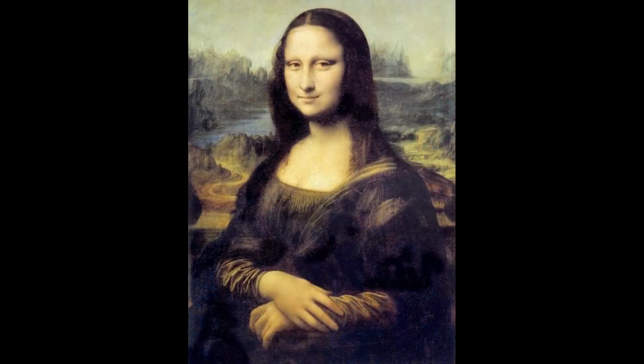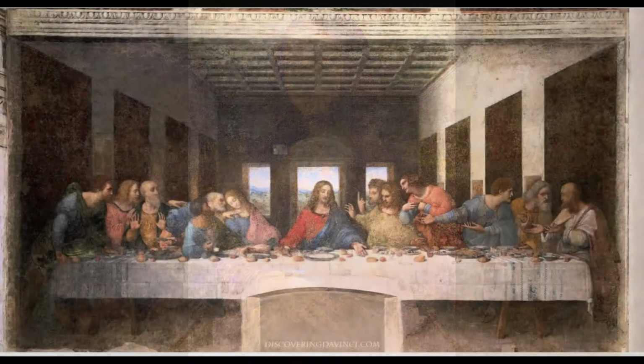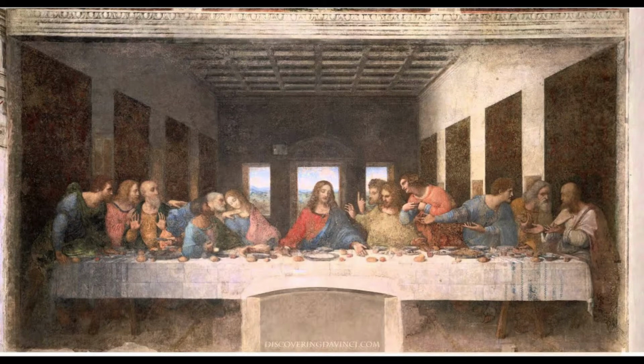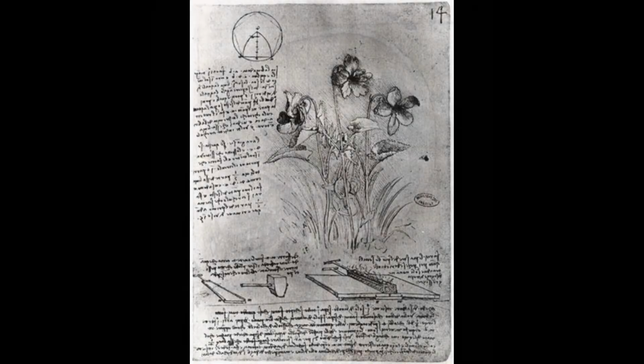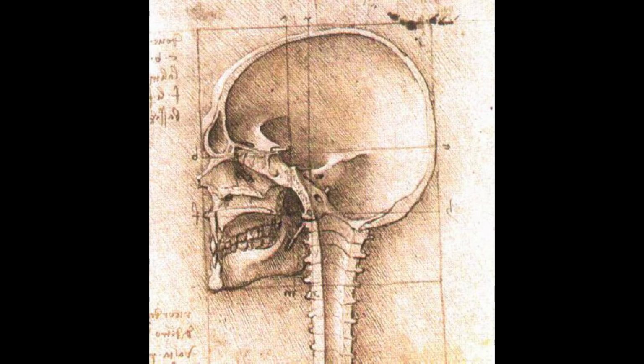Let's begin. Leonardo da Vinci was born in 1452 in Italy. And one of his most famous paintings that you might have heard of or seen is the Mona Lisa. The other most famous painting of his is The Last Supper. But he was not just an amazing painter. He was also a scientist and an inventor.